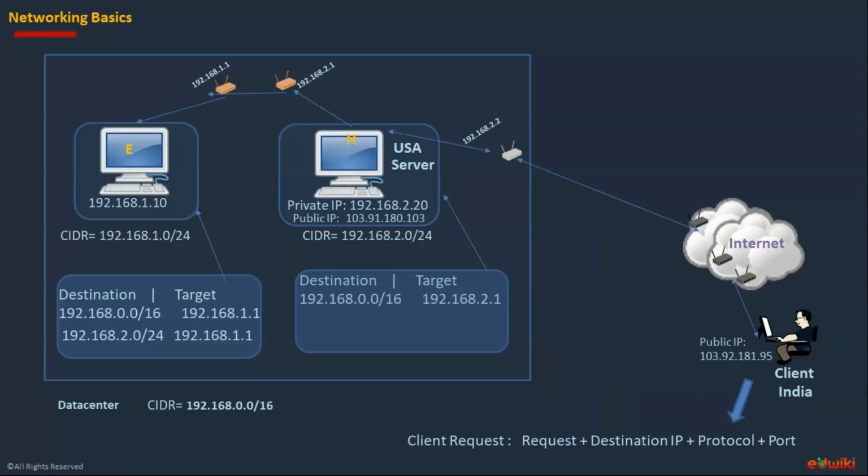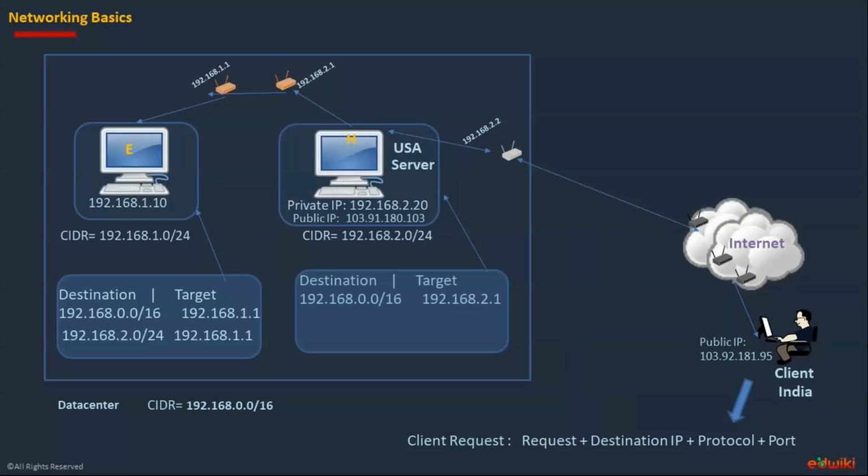Now the last question for you. Do you think the H machine can connect with the client whoever is outside of the data center? After knowing this route table stuff? No, right? Because the H machine will look into the route table. Route table is not talking about the client outside of the data center. Hey, I don't know how to reach that.